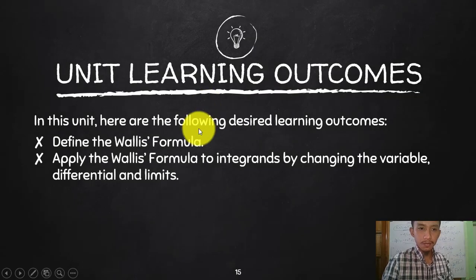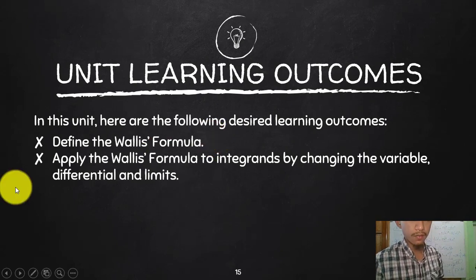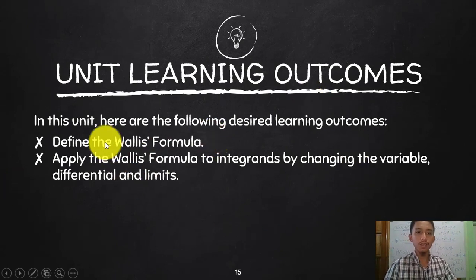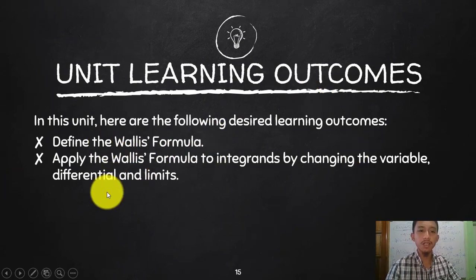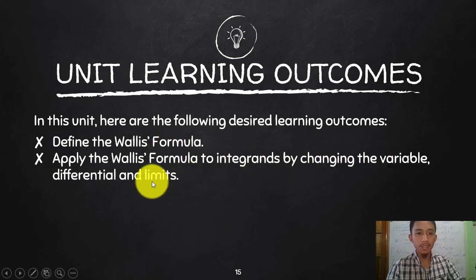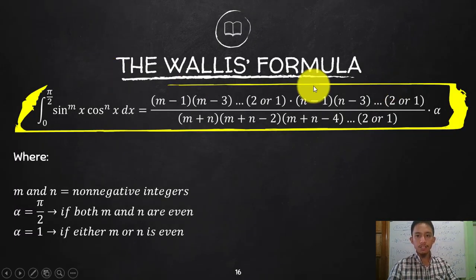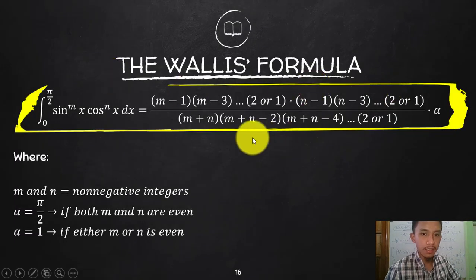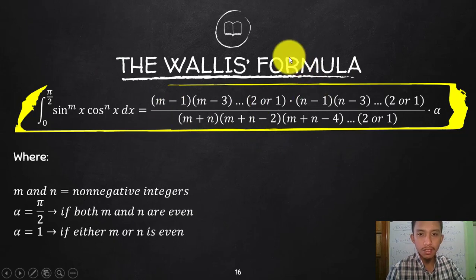So, change of limit. In this unit 3 and 4, your desired learning outcomes are to define what the Wallis formula is and to apply the Wallis formula to integrands by changing the variable, differential and limits. So this is your Wallis formula. It is a formula defined by Wallis, of course. That's why we call it the Wallis formula.